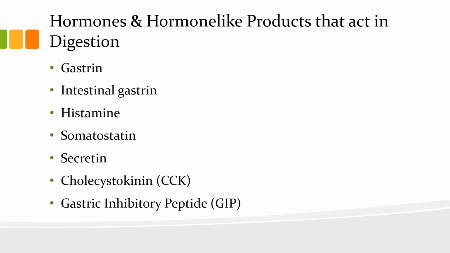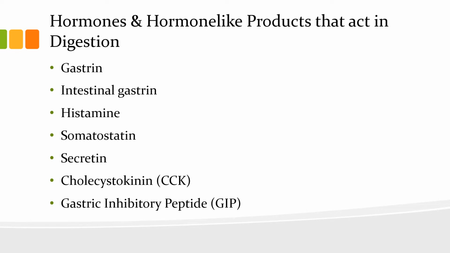Here are just some of the hormones and hormone-like products that act in digestion. So gastrin, which you just heard mentioned, the source is the stomach. The stimulus for secretion is food in the stomach, particularly partially digested proteins. It stimulates release of gastric juice and stimulates stomach emptying. Intestinal gastrin is released in the duodenum, which we'll talk about here shortly. Again, the stimulus for secretion is food in the stomach, and it stimulates gastric secretion and emptying.